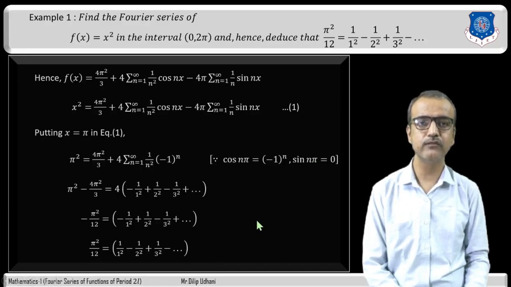So in this lecture we have discussed Dirichlet's conditions, whether we will have a Fourier series of a function of x or not. And then we have discussed basic concepts, how to find the Fourier series of a given function f of x in the interval 0 to 2l, and we have seen one example related to this topic.